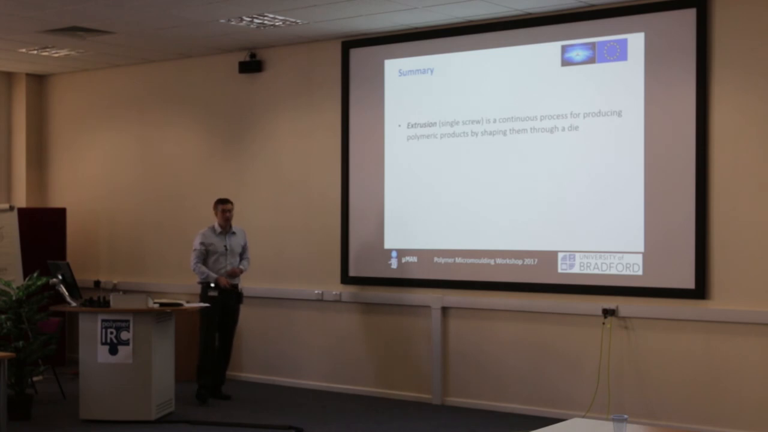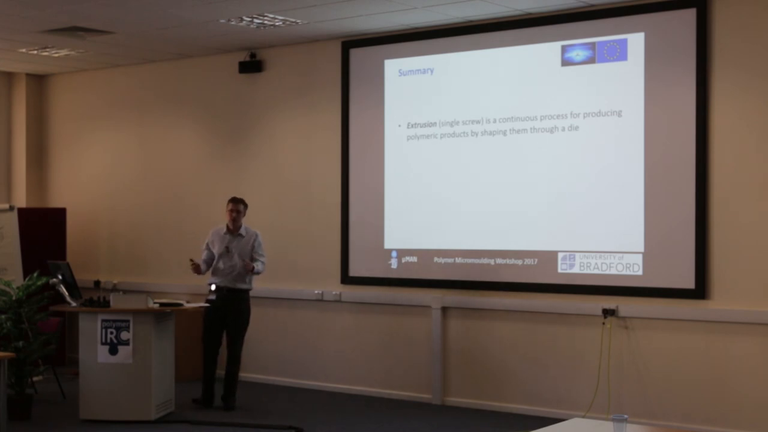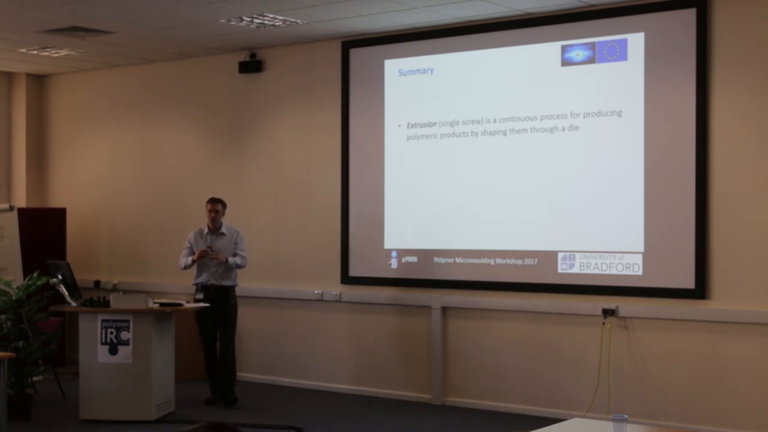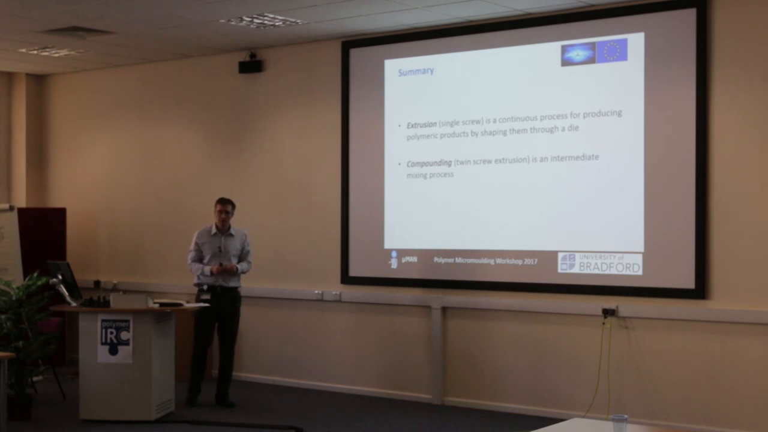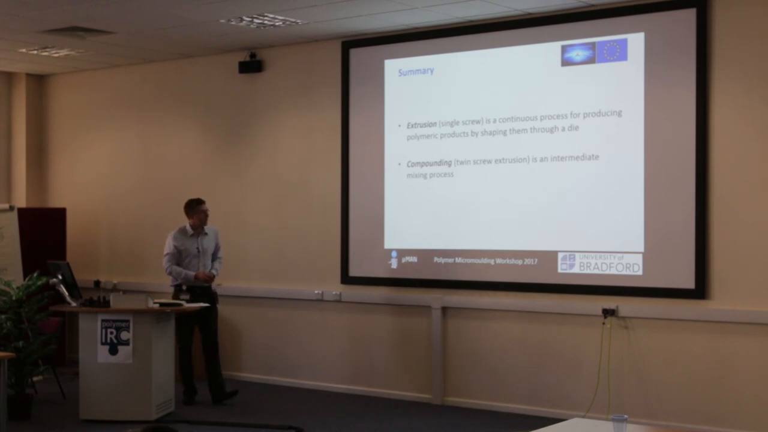Right, I'm pretty much out of time. So just to finish off, three take-home messages from today. Single screw extrusion is a continuous manufacturing process for producing any products that can be made with a constant cross-section, such as pipes and tubes and sheet. Twin screw extrusion or compounding is a mixing process that normally uses two linear or conical screws, but this is a very good process for very intimate mixing of polymers, but it doesn't produce a final product. It's an intermediate step to go into another process.